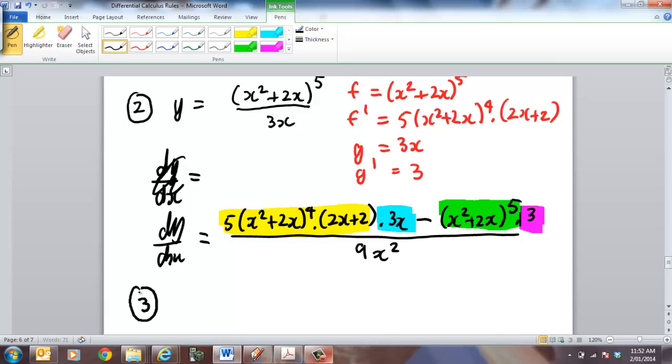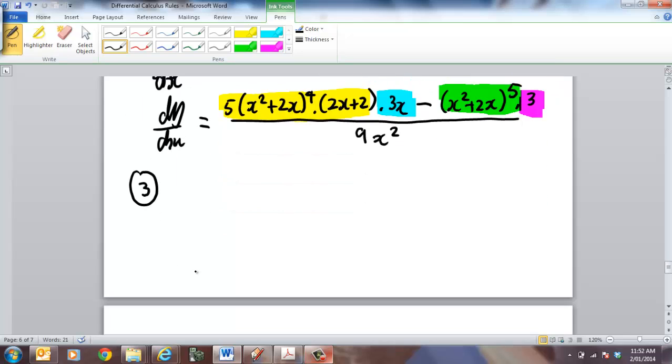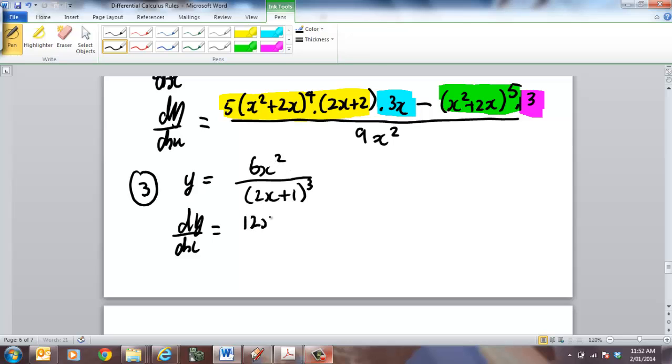Now, what I'd like you to be able to do is get to the point where if you're given something, let's say we're given y is equal to 6x squared all over 2x plus 1 cubed, then I would be expecting that you could do this in one line eventually without using the rules. So f dashed, which will be 12x, times by g, which is 2x plus 1 cubed. Take f of x, which would be 12x.